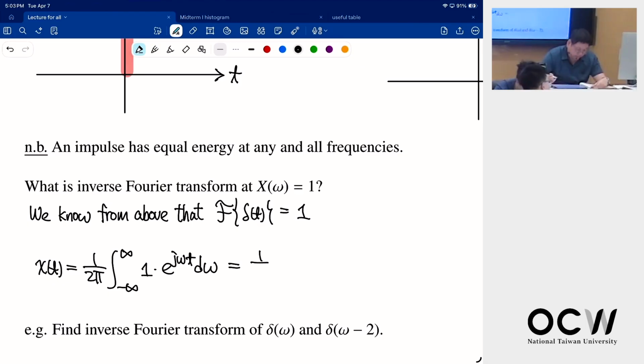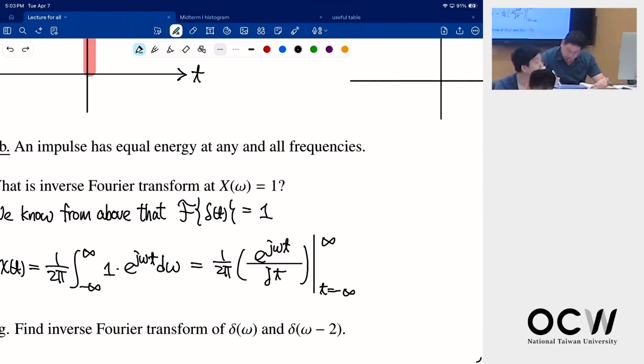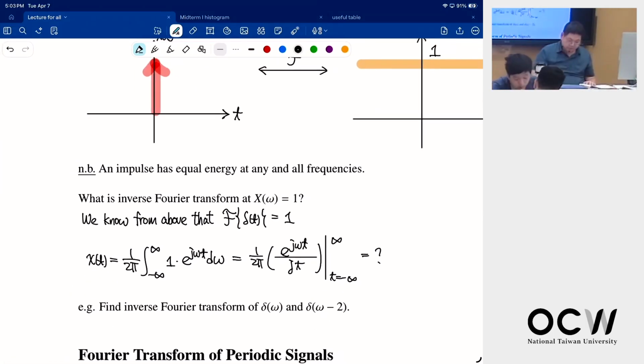You will get 1 over 2 pi e to the j omega t divided by jt, and then t is from minus infinity to infinity. What is this? We will see that hopefully in 5 minutes.